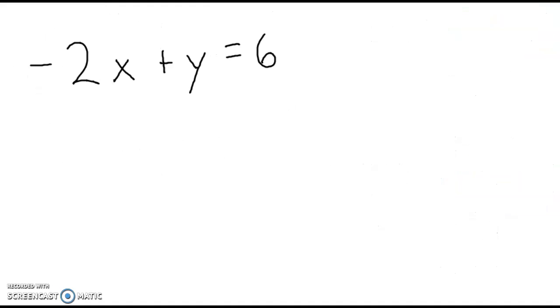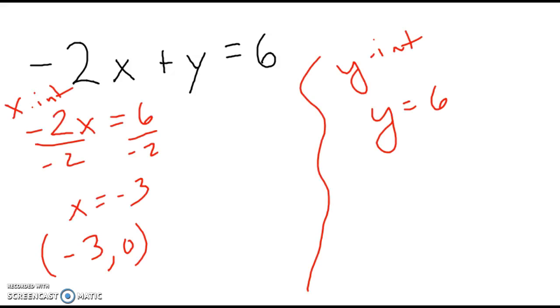All right, so next one, go ahead and solve this. Look for your x-intercept and your y-intercept, and then hit play once again. All right, so when we're looking for our x-intercept, we put 0 in for y, which ends up canceling out the y and leaves us with this.